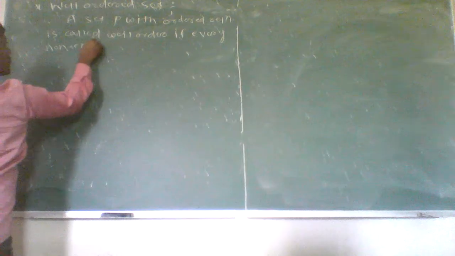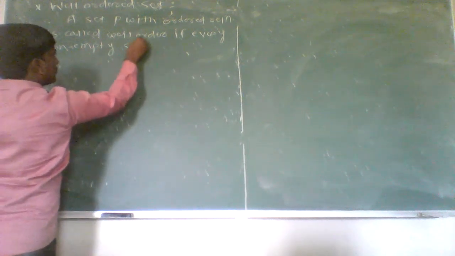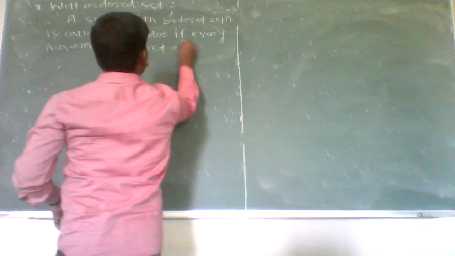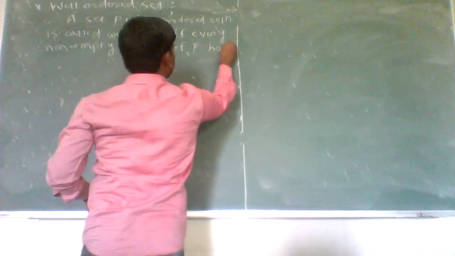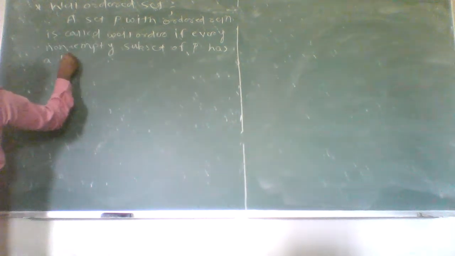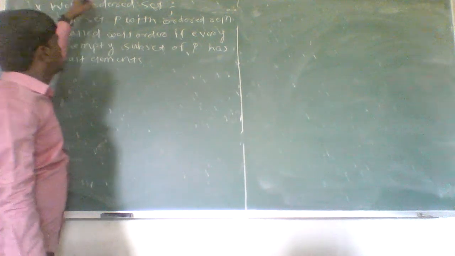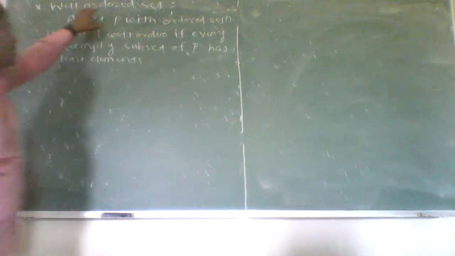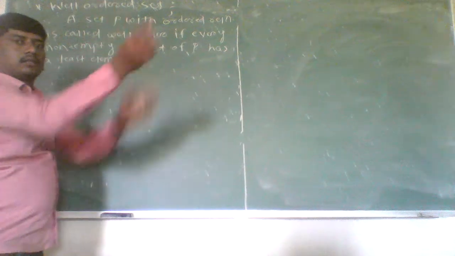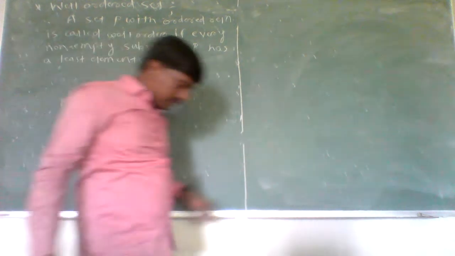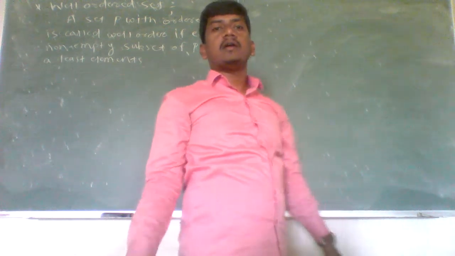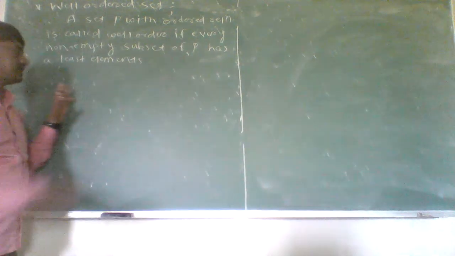of set P has a least element. That is, if we take any arbitrary set, we say this set A is well ordered if its every non-empty subset has a least element.